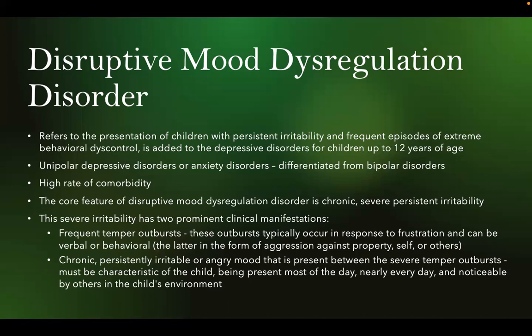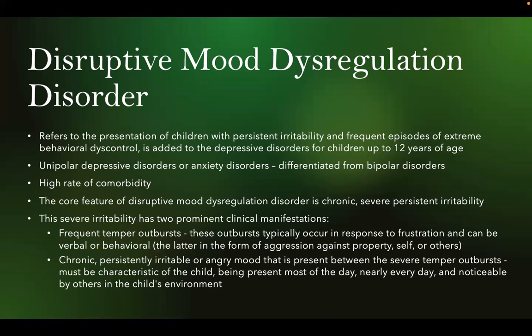So the core feature of DMDD is chronic, severe, persistent irritability. As we know with a diagnosis like ODD, or intermittent explosive disorder, these features are clearly different from baseline, but disruptive mood dysregulation disorder is pretty persistent. That is the core feature and the differentiating feature here.